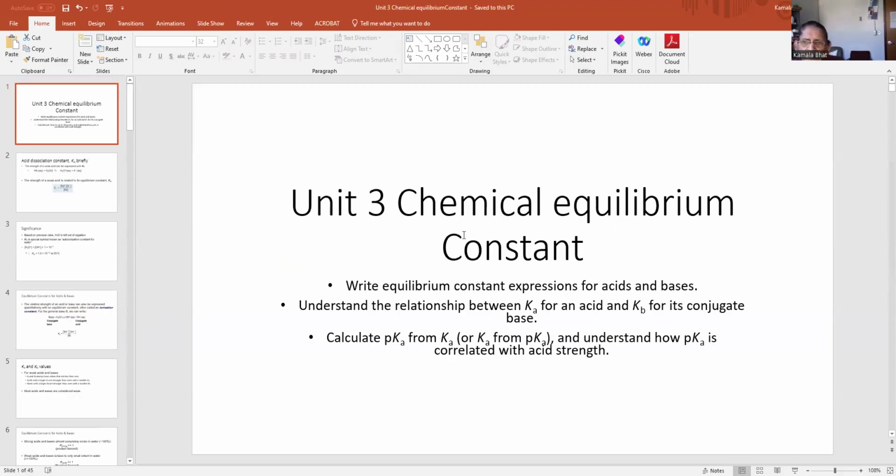So the basic content for this particular chapter is that this section is Unit 3. We're going to write the equilibrium constant expressions for acids and bases, understand the relationship between Ka for acid and base and its conjugate base, calculate the pKa from the Ka values, and understand how pKa is correlated to the strength of the acid or base respectively.